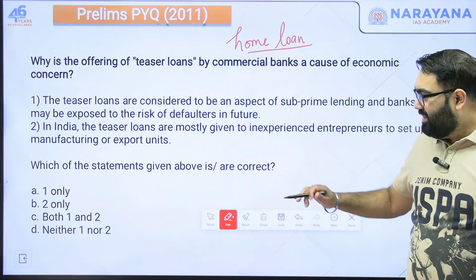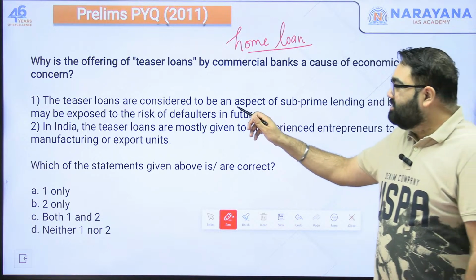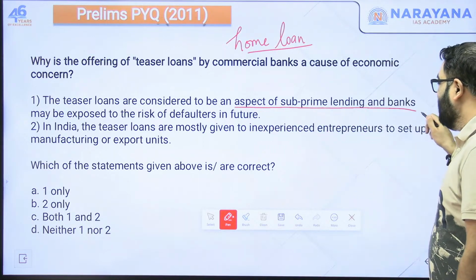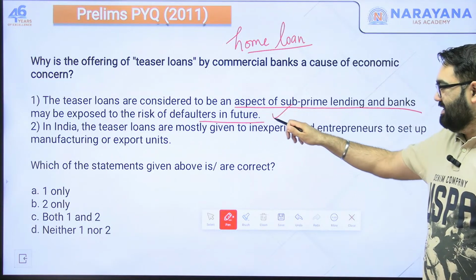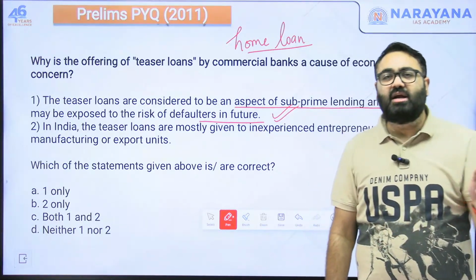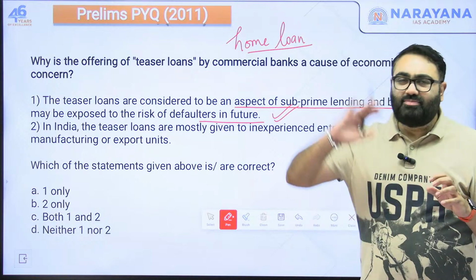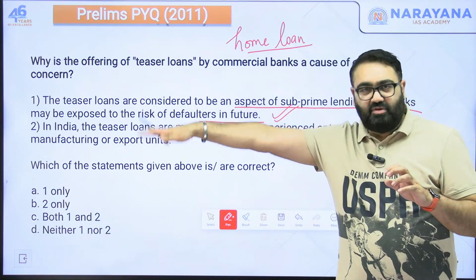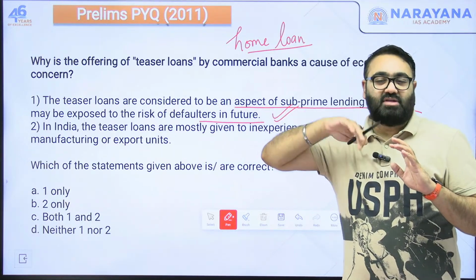So with that knowledge in mind, let's now try and answer this question. Teaser loans are considered to be an aspect of subprime lending and banks may be exposed to risk of defaulters in future. Yes, as I said, the defaults usually happen in the future, not right now, because right now the EMIs that are being taken are lower, and as more and more amount is disbursed, there will be a time when the EMIs may become very high and then there will be defaults in the future.